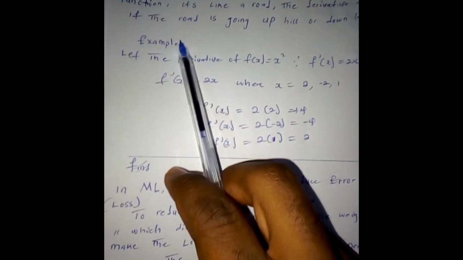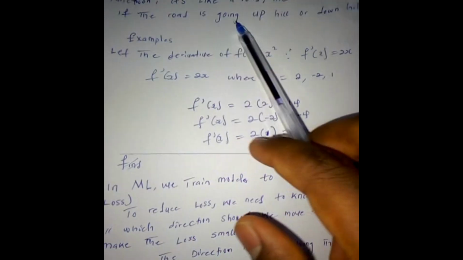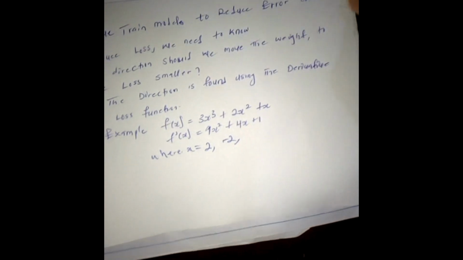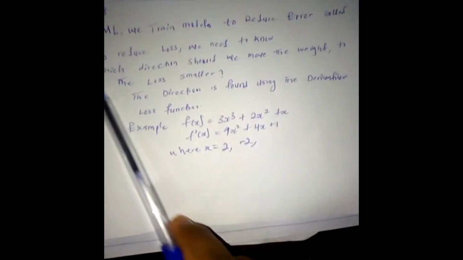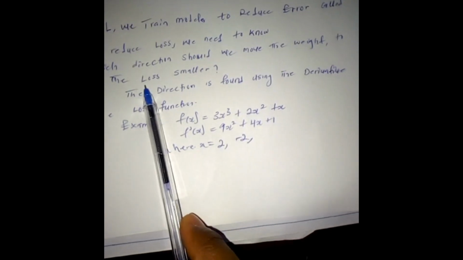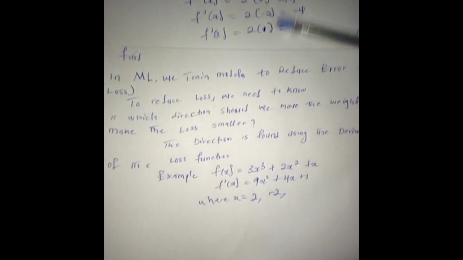So that's I think all we need to know about derivatives. It tells us if the road is going uphill or if the road is going downhill. And also these are the applications. It tells us which direction we should move the weight to make the loss smaller. So that's all we need to know about derivatives in machine learning.